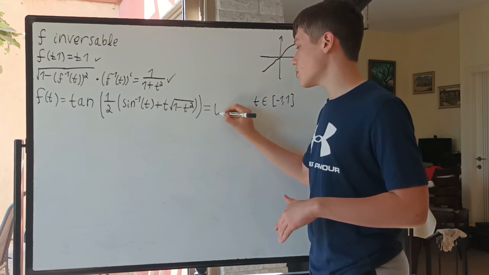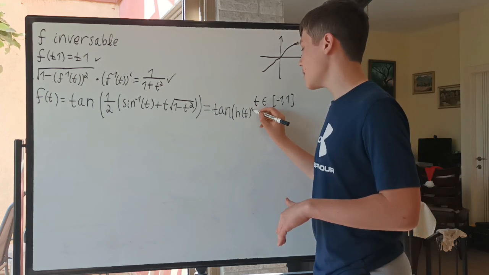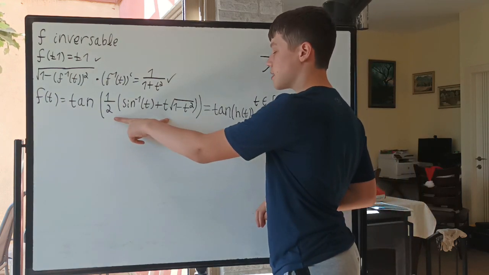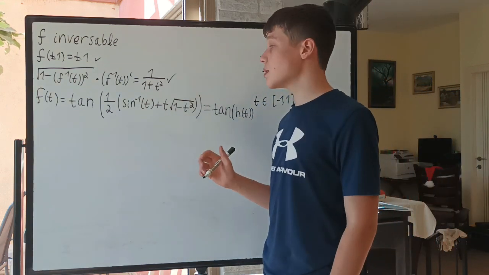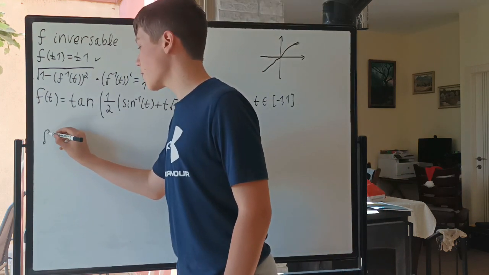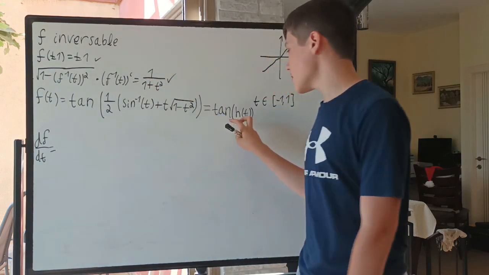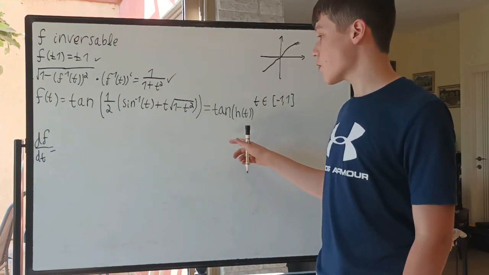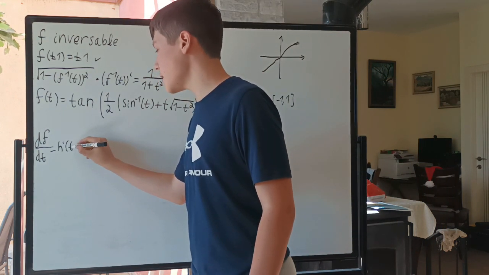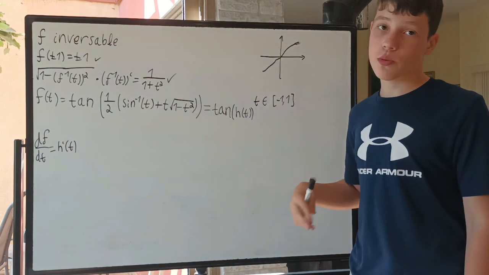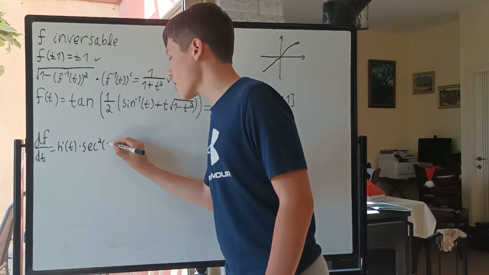So first of all, I'm going to write this as tangent of h of t. I defined h to be the part inside the tangent. Now I'm going to take the derivative of f. So df dt. Well, let's use this form. By the chain rule, it's going to be h prime of t times the derivative of tangent of h with respect to h, which is just secant squared of h of t.